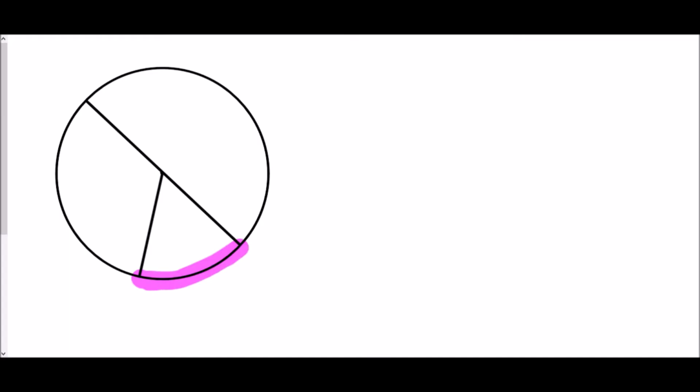But also, the way that I've drawn it here, this would also be classed as an arc because it joins together 2 points on the circumference. And also, this piece all the way around the outside would also be an arc because it joins together 2 points on the circumference.